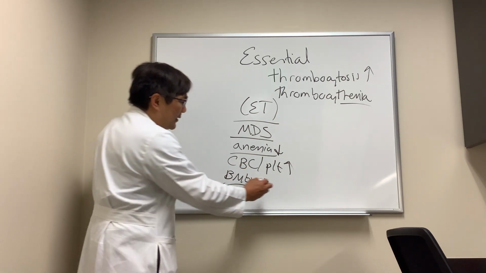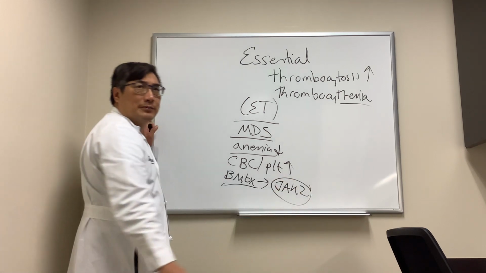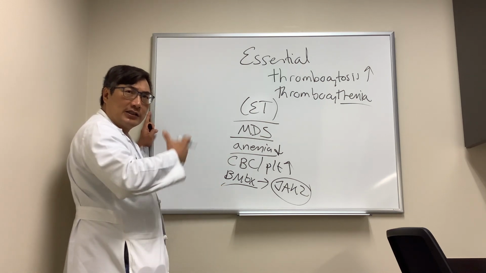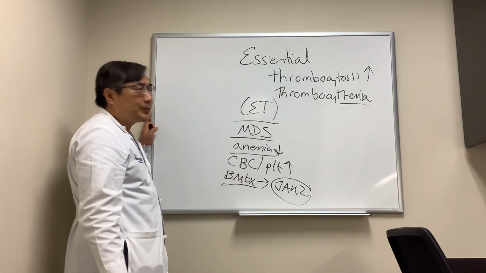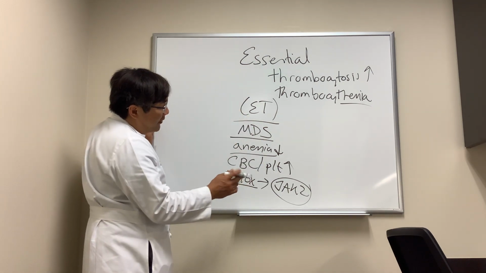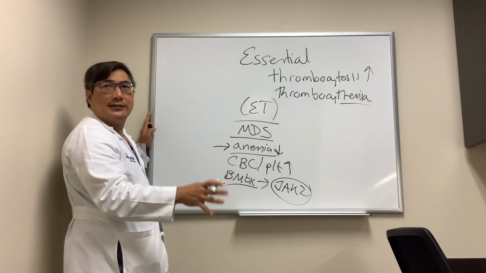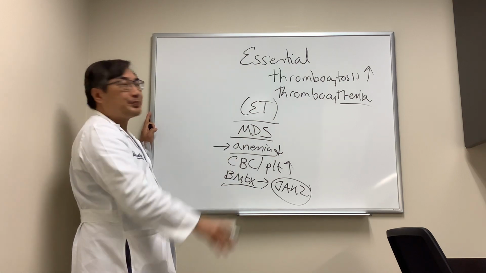And cytogenetics can be performed to look for the JAK2 mutation, which causes the overactivation of the JAK-STAT pathway, leading to the thrombocytosis. And if your whole bone marrow is devoted to making platelets, then you'll drop on the other lines, and so that's what causes the anemia, because all the resources are being shifted over to the platelets.